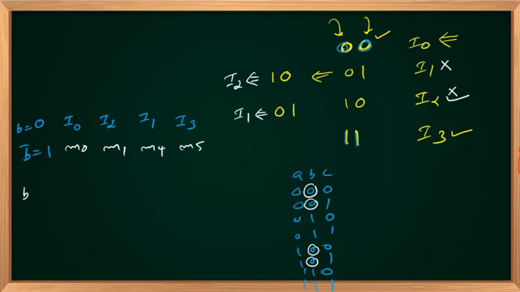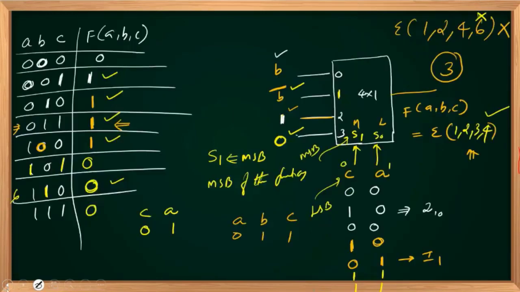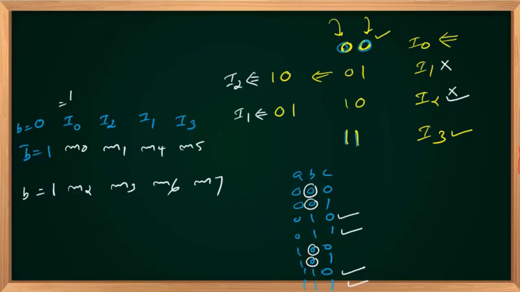The min terms with B equal to 1 in the next row, there is no change in that order. B equal to 1 implies M2, M3, M6, and M7. Right? And look at the connections. I0 is B. I0 is equal to B in the question. That implies there will be M2. Right? M2.